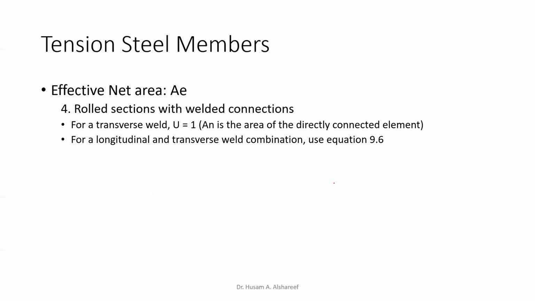Now, your fourth scenario for finding the effective area is the rolled section with welded connection. So for transverse weld, U equals 1. And for the longitudinal and transverse load combination, you're going to use equation 9.6.